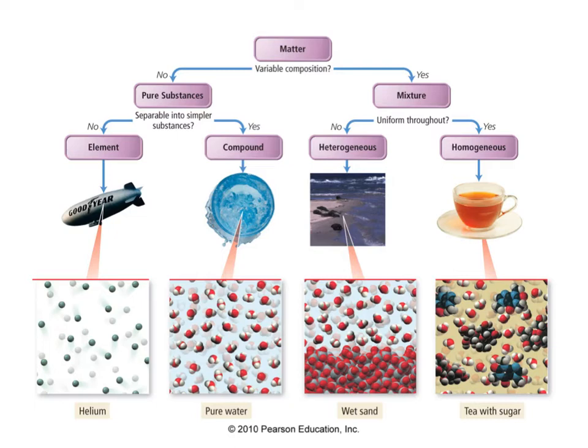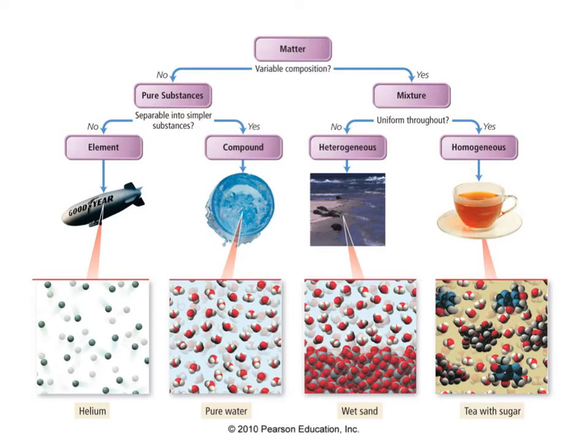Now, in the case where we have variable composition, we have mixtures. We can further divide mixtures between heterogeneous and homogeneous. The difference between these is whether they're uniform throughout or not. An example of a homogeneous mixture, which is uniform throughout, would be tea with sugar in it. When I look at that tea, I can't see the boundaries between where there's water and where there's tea and where there's sugar. It's uniform throughout. There are no boundaries. And so that would be an example of a homogeneous mixture.